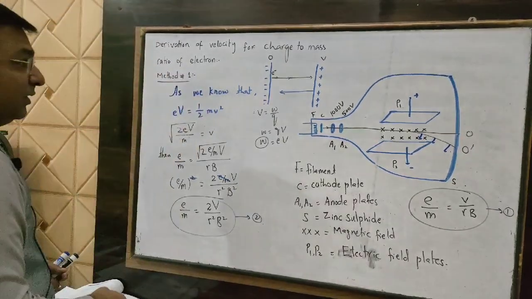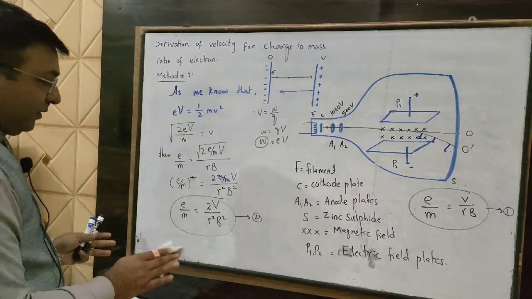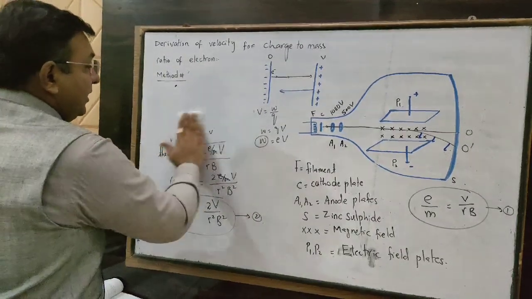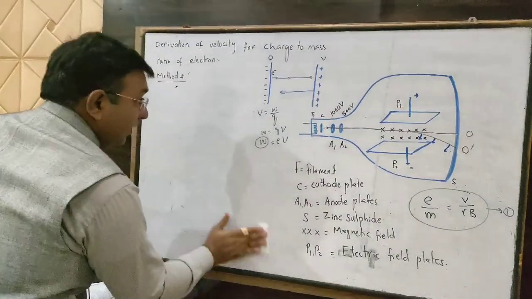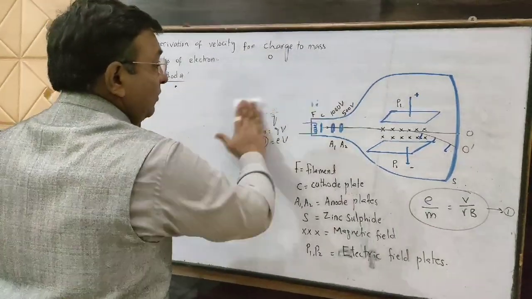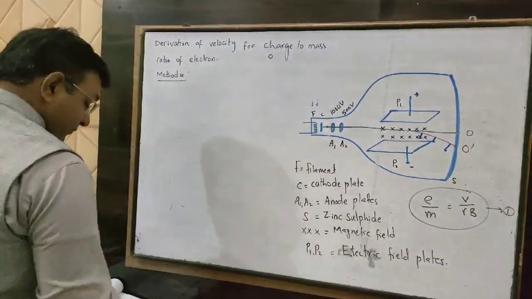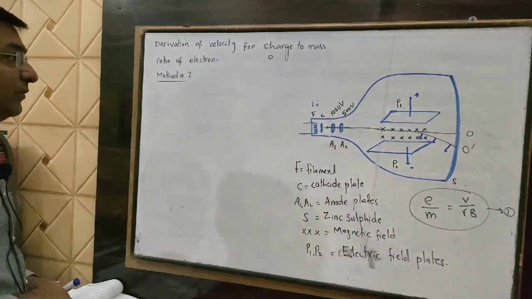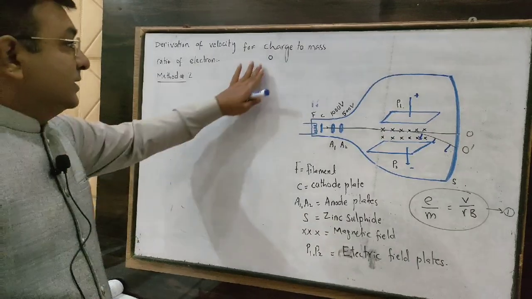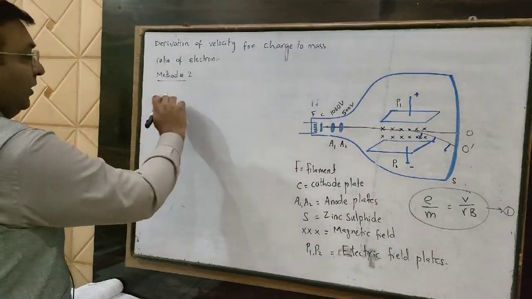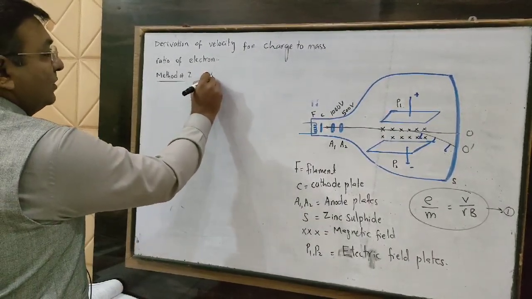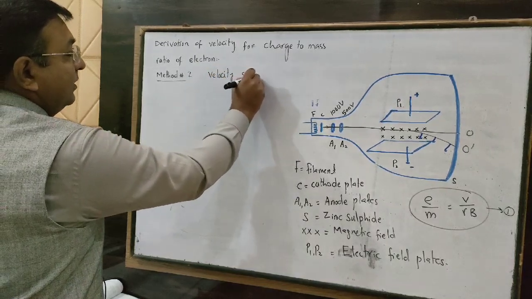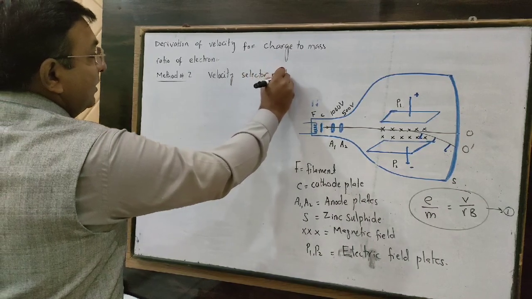the velocity selector method. So if you have understood that, I am going to erase it and derive another formula for the velocity. Here we are writing method number 2. In this case, we write it as velocity selector method.